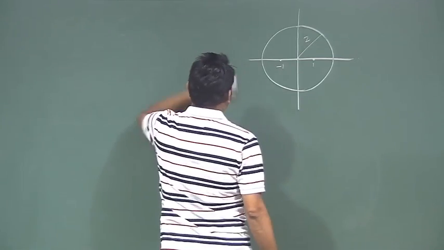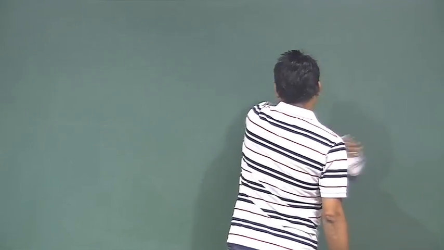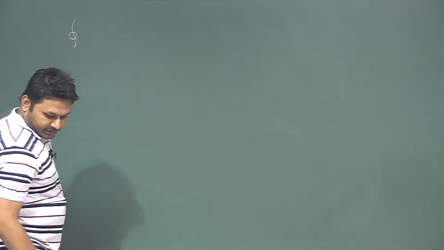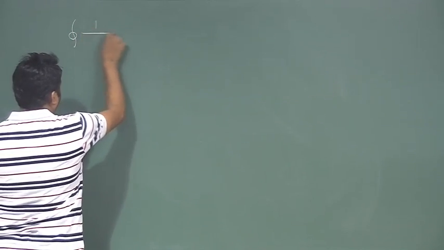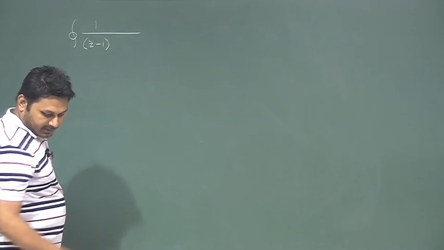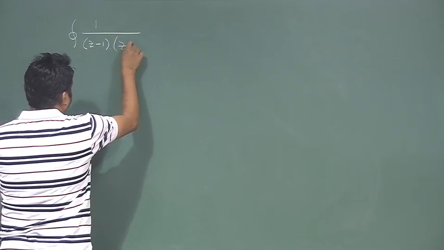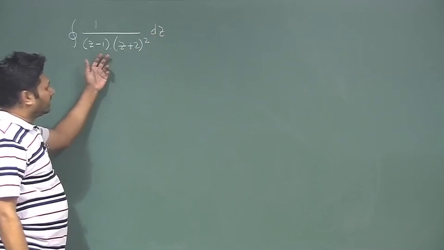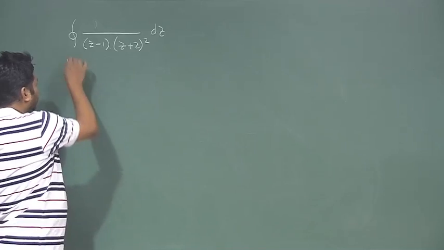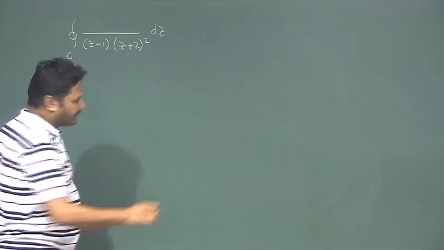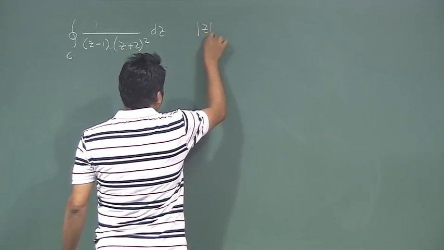So, after having this, let us go to some other example. Another example I have in my hand is the integration of 1 divided by (z minus 1) times (z plus 2) whole square dz. This is the function. I need to integrate over some closed loop C, and the circle is given as mod of z equal to 3.